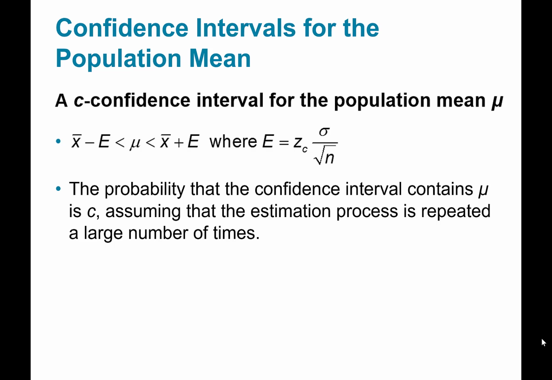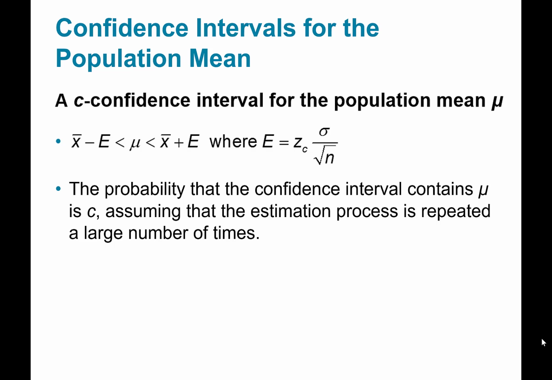where E is still equal to the critical value of Z times sigma over square root of N. Ultimately, what we're saying is the probability that the confidence interval contains mu is C, assuming that our estimation process is repeated a large number of times. In other words, remember, this goes back to if we do all the confidence intervals possible, then 90% of the time or 80% of the time or whatever C is, C percent of all the confidence intervals possible will contain this population mean mu.